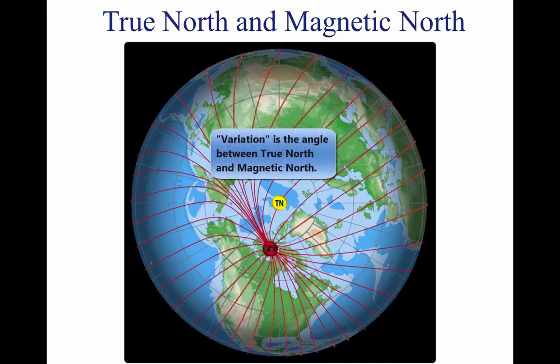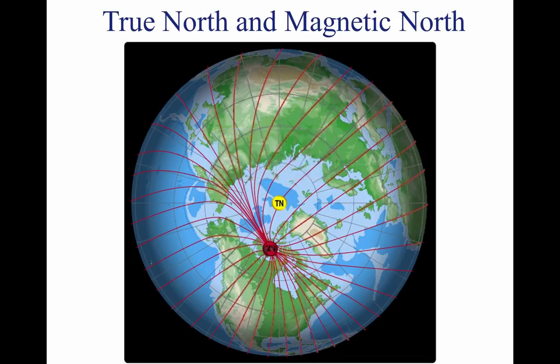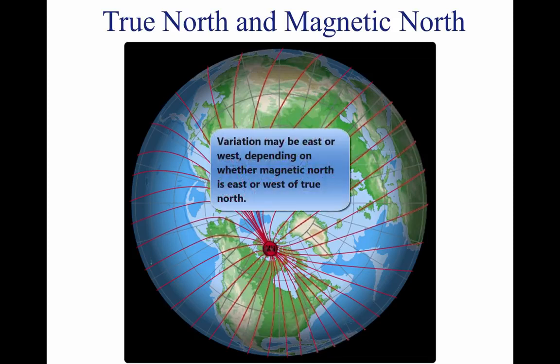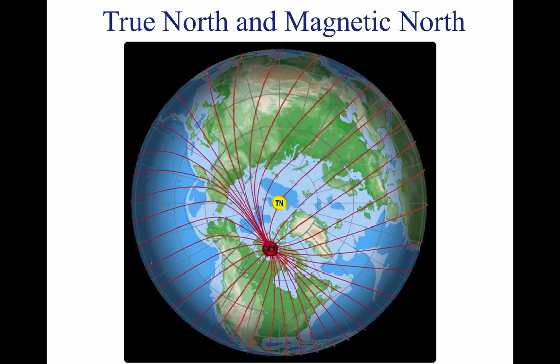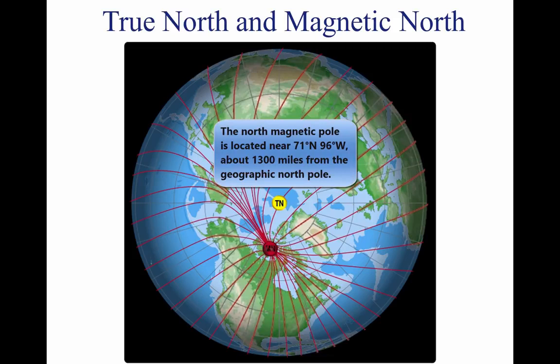Variation. Variation is the angle between true north and magnetic north. It is expressed as east variation or west variation, depending on whether magnetic north is to the east or west of true north. The North Magnetic Pole is located close to 71 degrees north latitude, 96 degrees west longitude, and is about 1,300 miles from the geographic or true North Pole, as indicated in this figure.